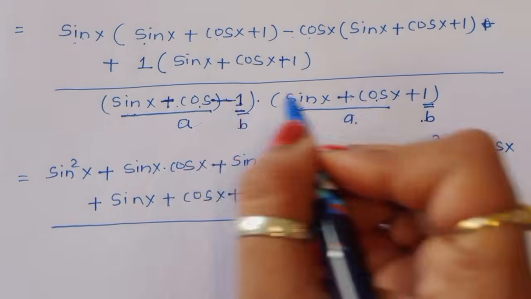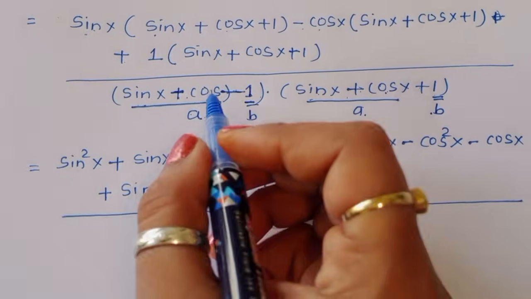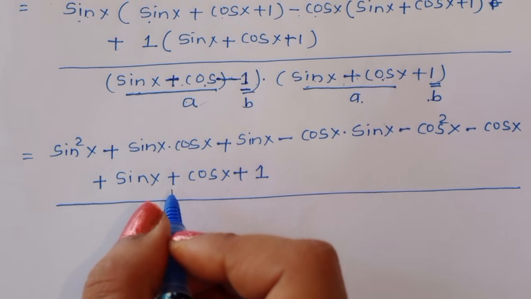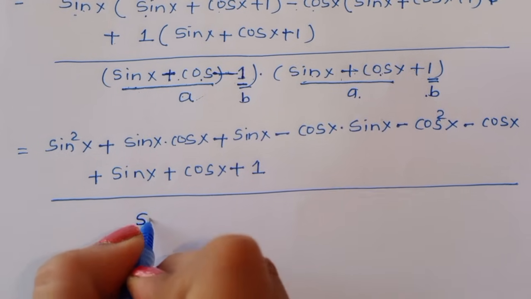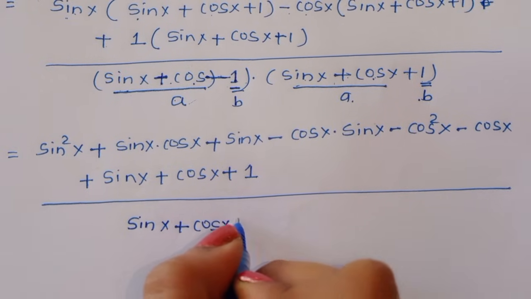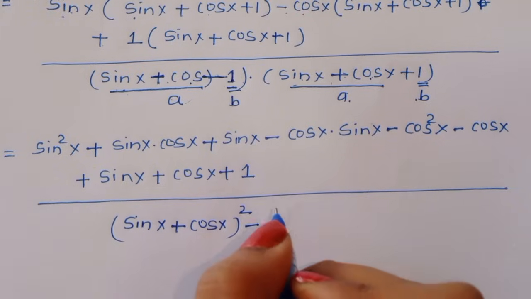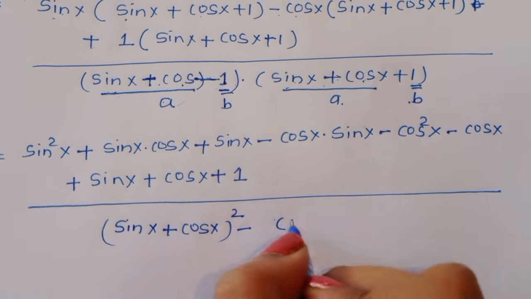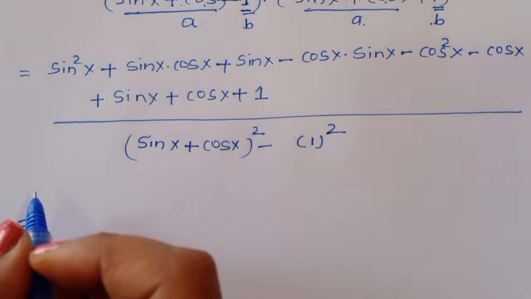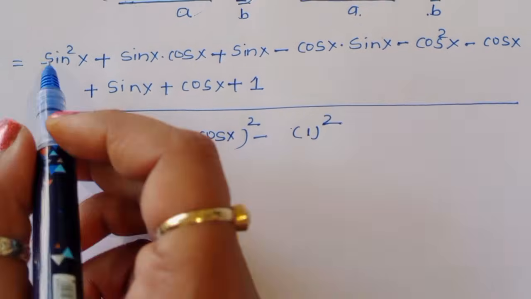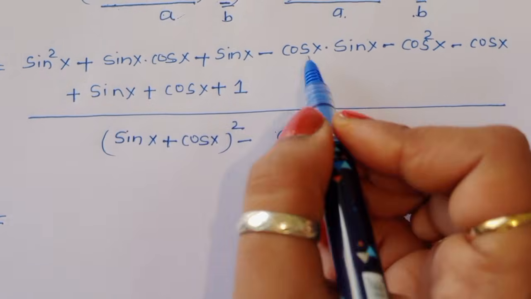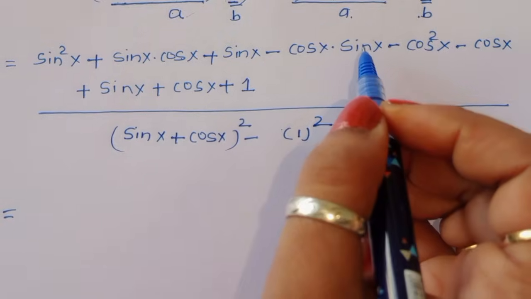so a minus b, a plus b, right? A minus b, a plus b is a square minus b square, so we can write this as a square, that is (sin x plus cos x) square, minus b square. B is 1, so minus 1 square. Right? Now sin square x here, plus sin x into cos x, so sin x cos x, and here cos x into sin x. Right? So we can cancel this one.